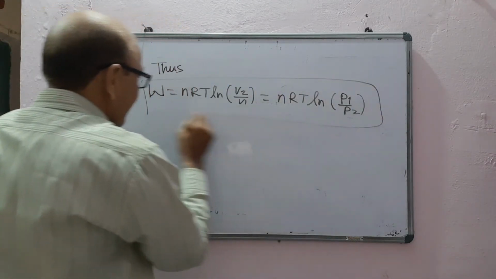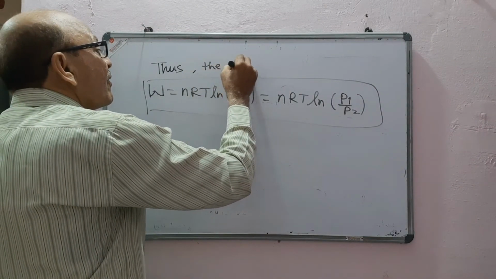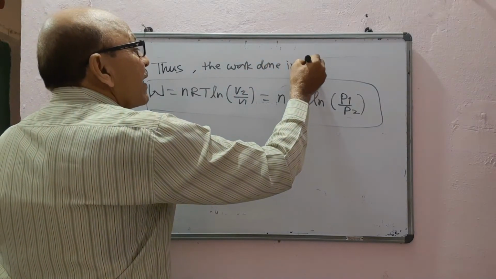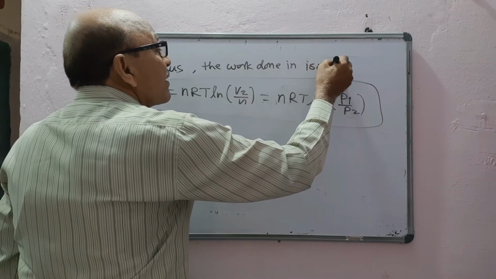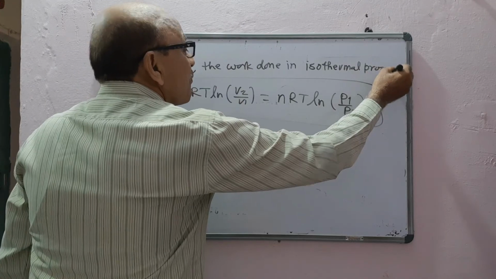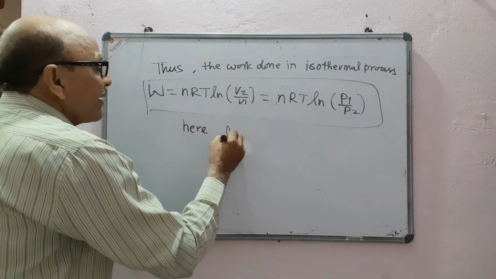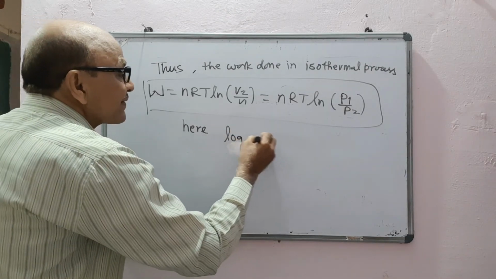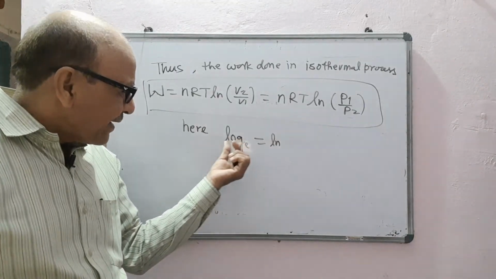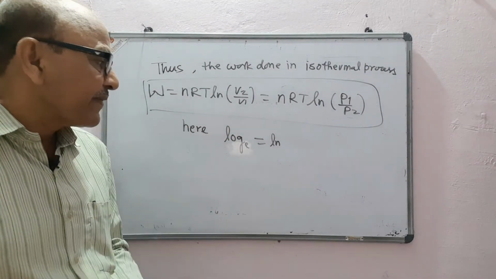This is the work done in isothermal process. Here log base e stands for ln, because in your calculators ln is seen in place of log base e.